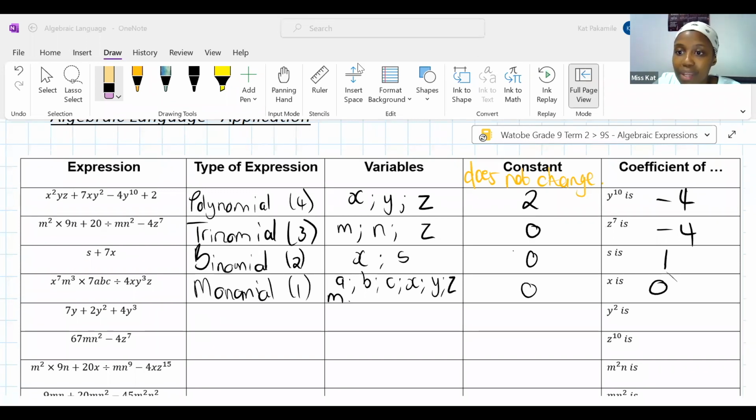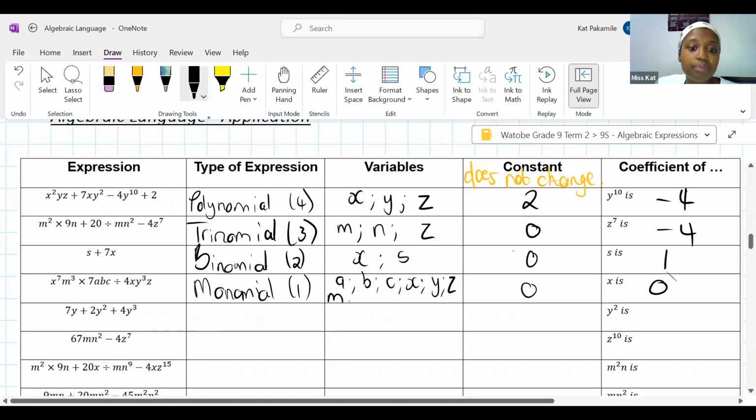Hi. Hello. Are you ready? Yes. Okay, let's hear. What type of expression is this? Trinomial. A trinomial, because there's how many terms? 3. 3.